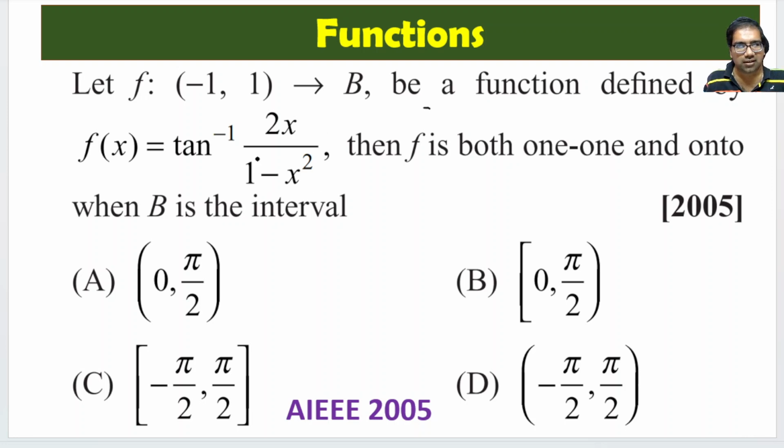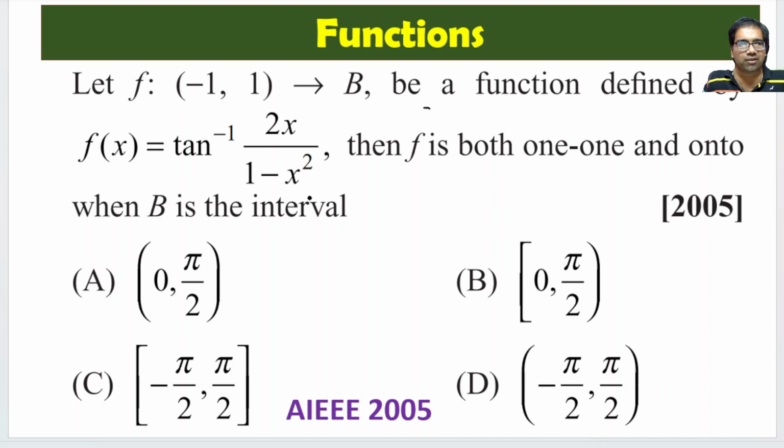First let us understand 2x by 1 minus x square in this domain -1 to 1. Obviously, if you look at this function f of x, f of minus x is equal to minus of f of x. This is clearly right, because if you replace x with minus x, we get minus 2x by 1 minus x square, so f of minus x is equal to minus of f of x. That is an odd function.